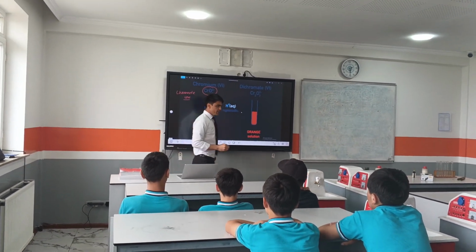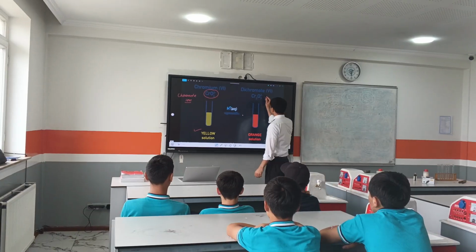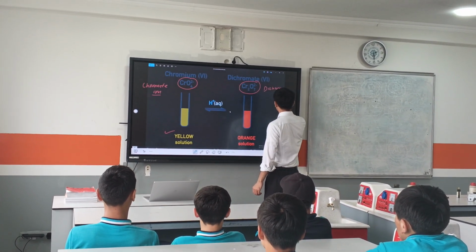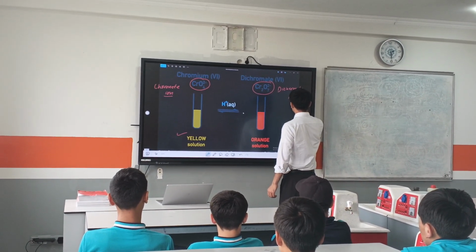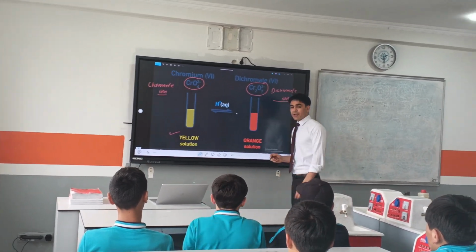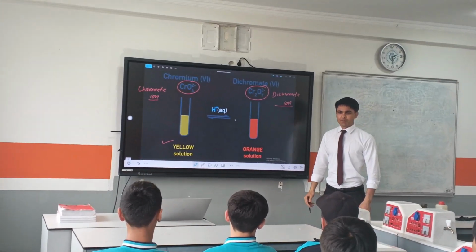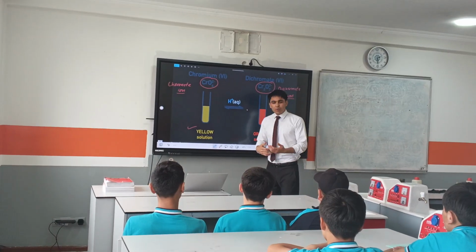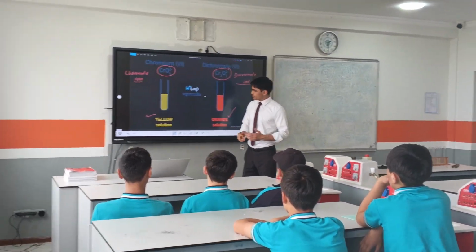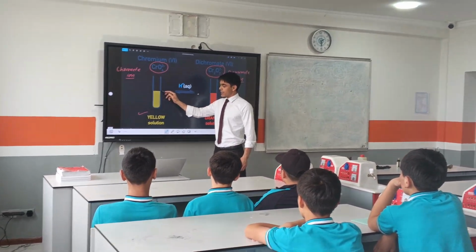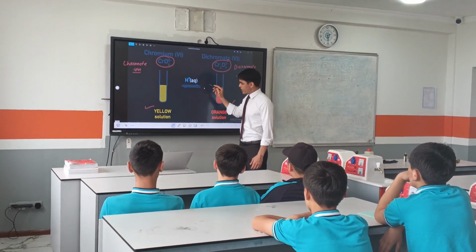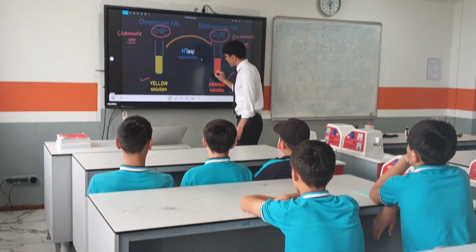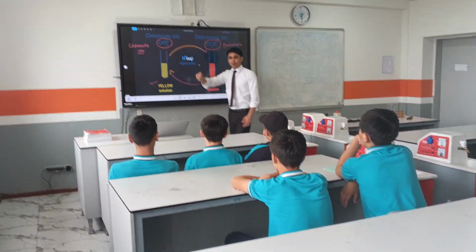And the second ion is dichromate. Good. It is called dichromate ion. So, what is the color of the dichromate solution? Orange. Orange color, you can see. Now, what we will do in this experiment is see how to change the yellow color to orange color, in simple words.